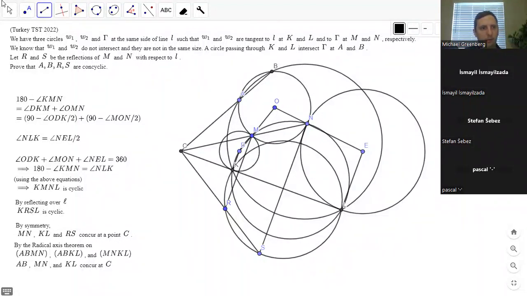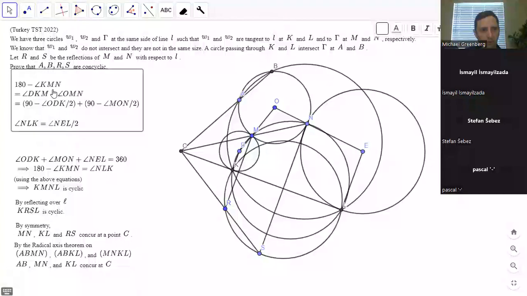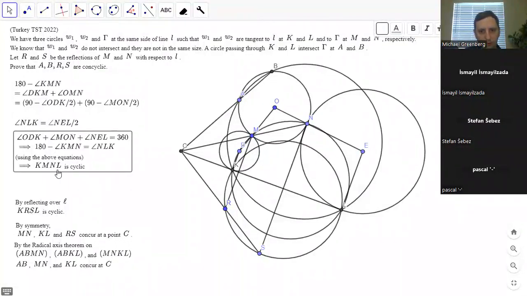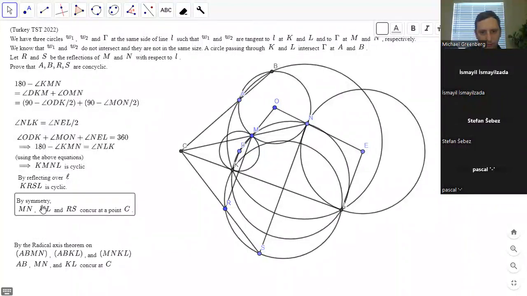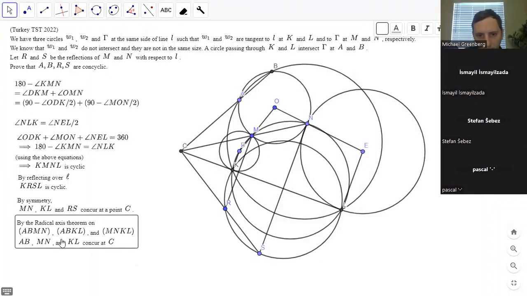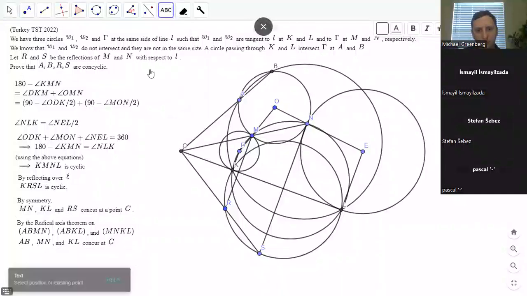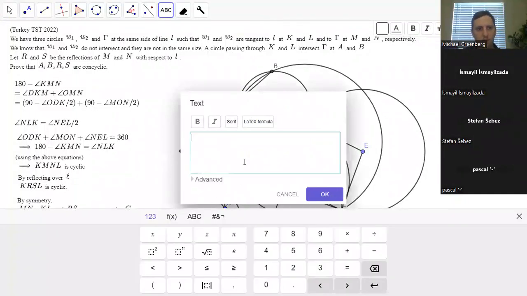And then once you know that, then it's just power of a point. So then we would have CA times CB equals CM times CN equals CR times CS. So ABRS is cyclic.